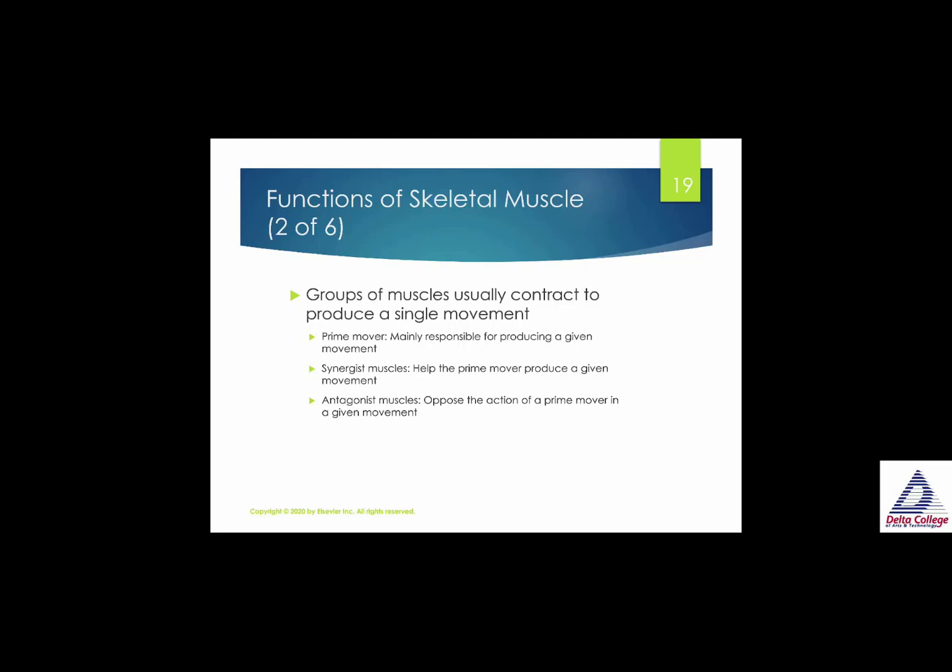Groups of muscles usually contract to produce a single movement. The prime mover is mainly responsible for producing a given movement. Then you have synergist muscles. These are helpers. They help the prime mover produce a given movement. And then you have antagonist muscles. And antagonists are always the opposite, so that's the opposite action of a prime mover in a given movement.